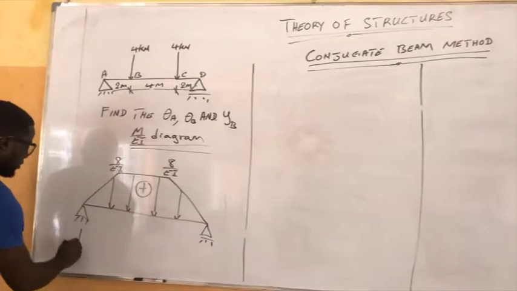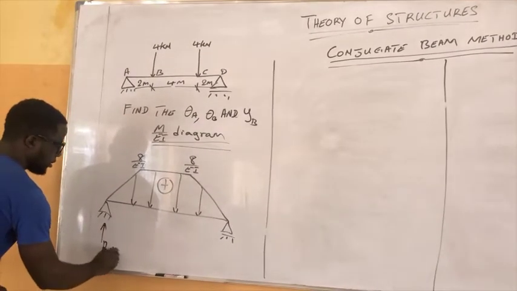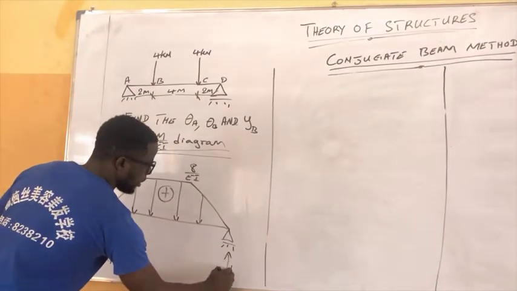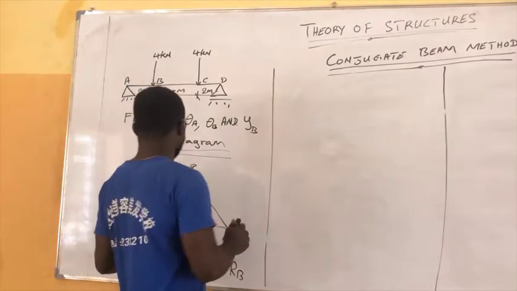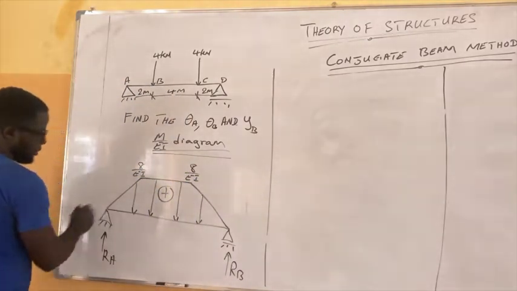So I'll have RA and RB. Then I'll take the summation of moments. This is point A.